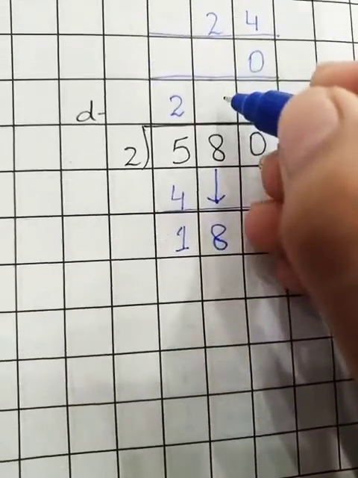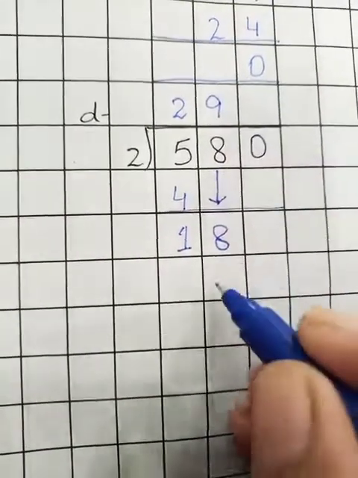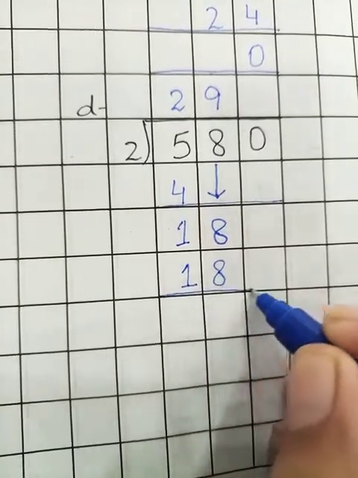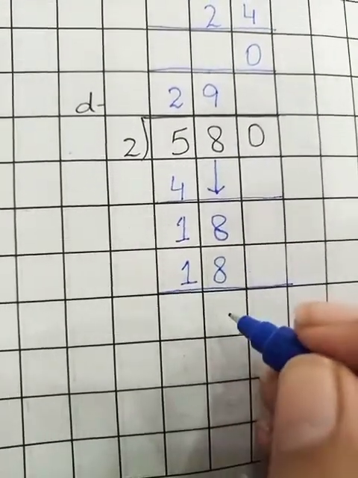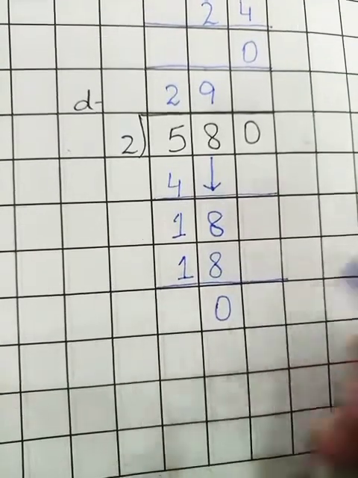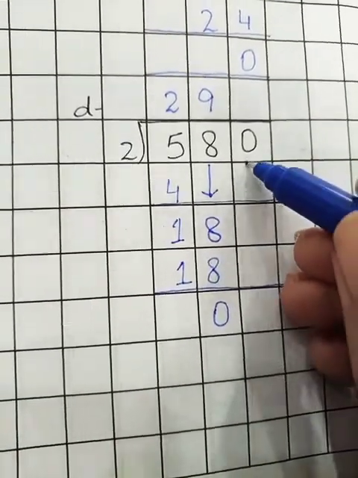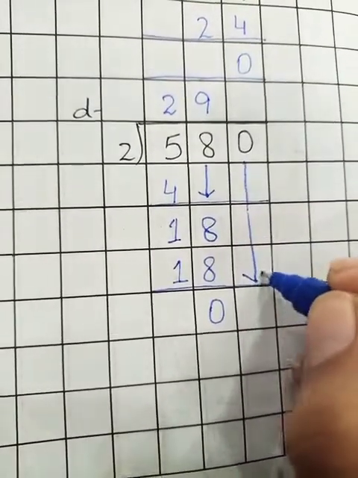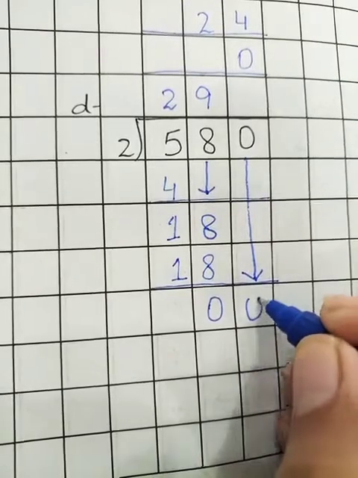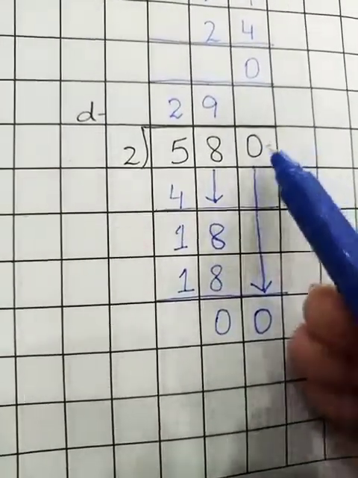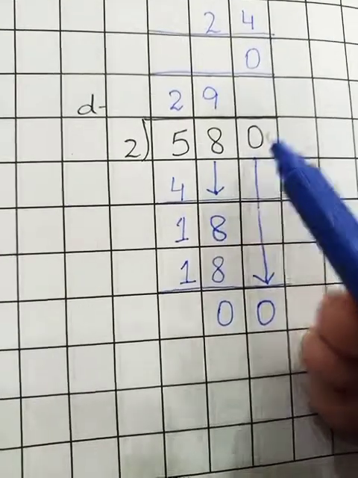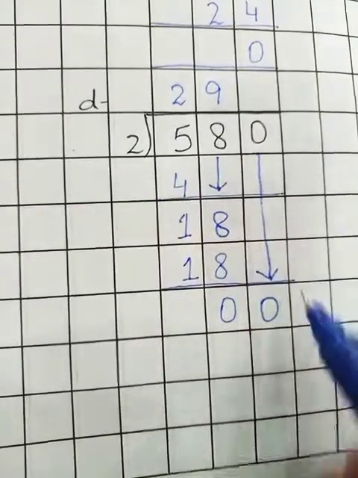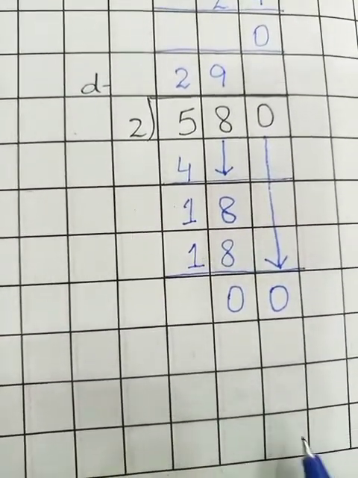Yes, 2 9s are 18. Here I am writing the number 18. Now let's subtract 18 from 18, and our answer is 0. We have to take this 0, the part of our dividend, down here. Now students, look at this. This 0 is the part of our dividend, so we have to multiply it with the divisor to take the 0, and then we will have the remainder.